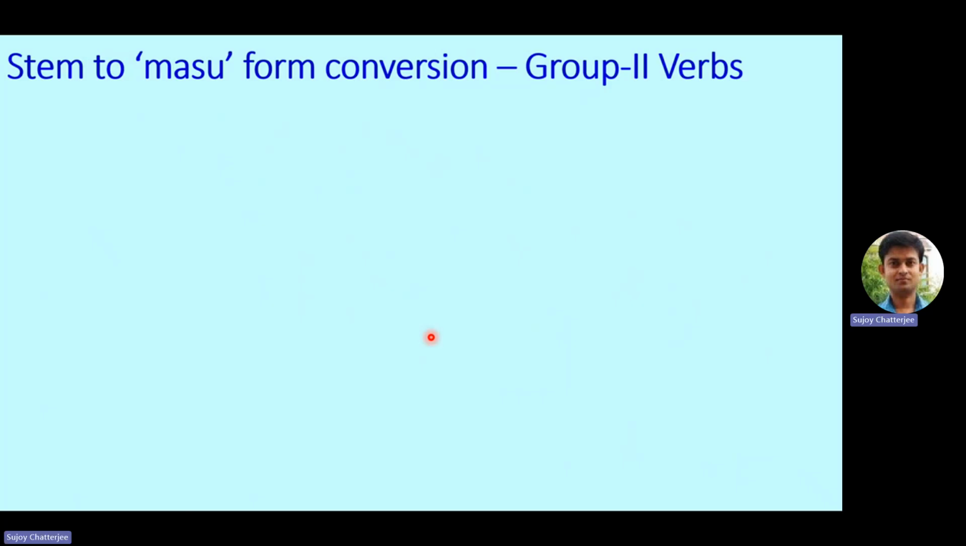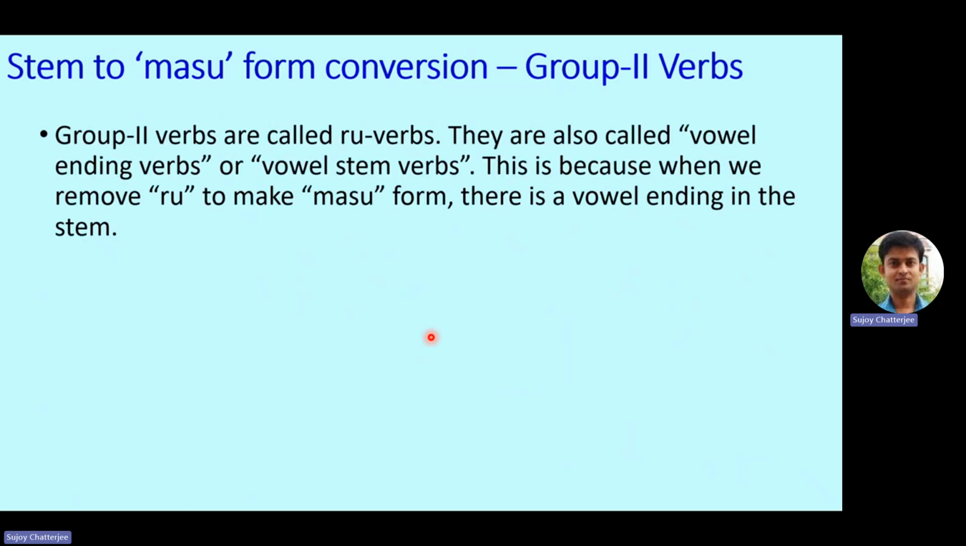Stem to mass form conversion for group 2 verbs. That is, we will start with group 2. Group 2 verbs are called ru verbs. As we have seen, they end in iru or eru. They are also called vowel ending verbs or vowel stem verbs. Why is this so? This is because when we remove ru to make the mass form, there is a vowel ending in the stem, meaning in the remaining portion of the stem.